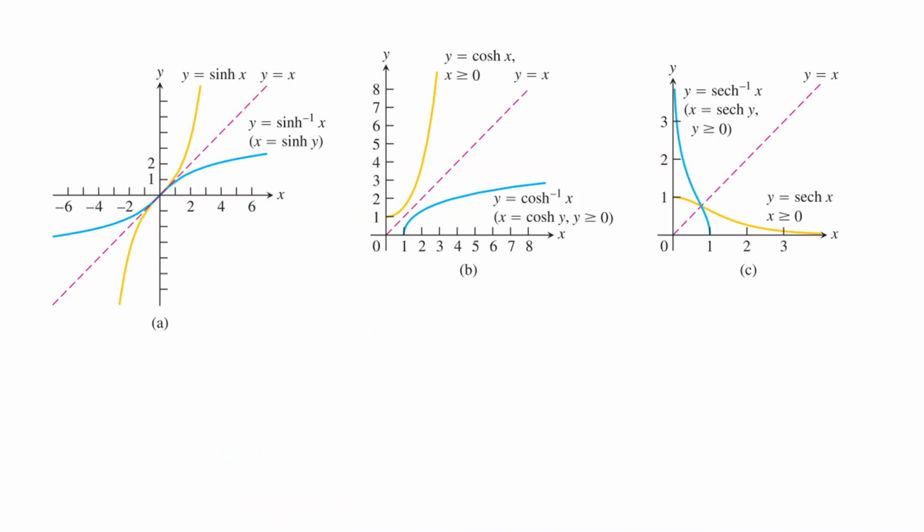Now what you do on small x's, this is sinh x. You have to invert this function. How do you invert this? Just try to invert this on a piece of paper and see whether you are getting the blue one or not.